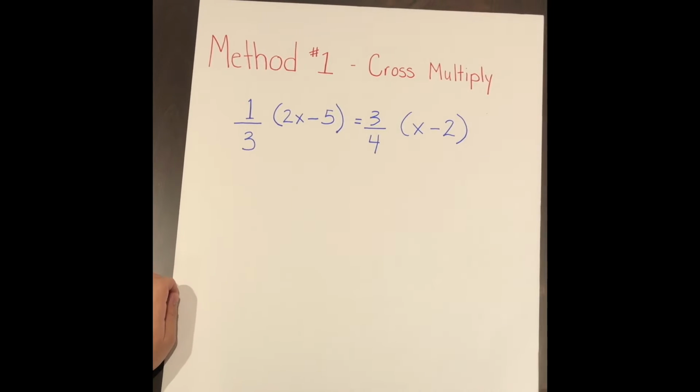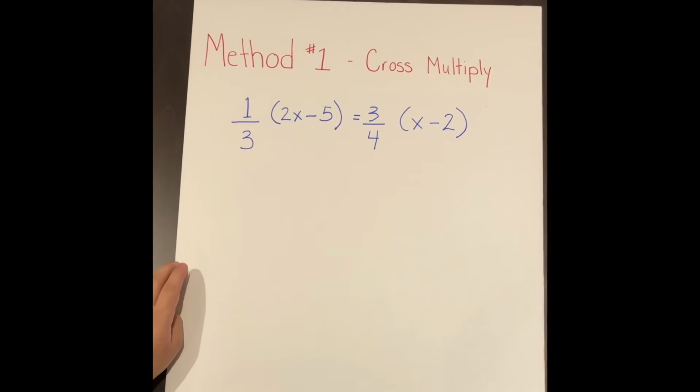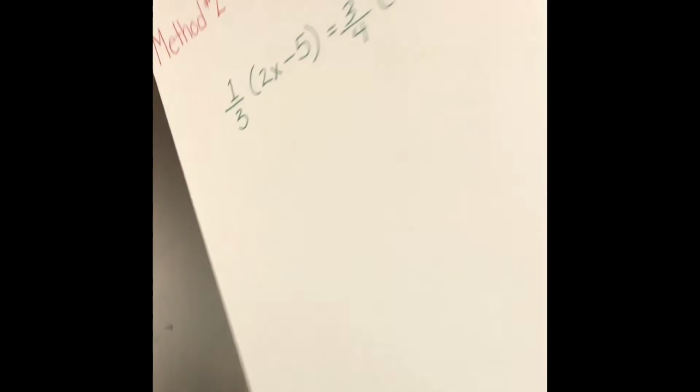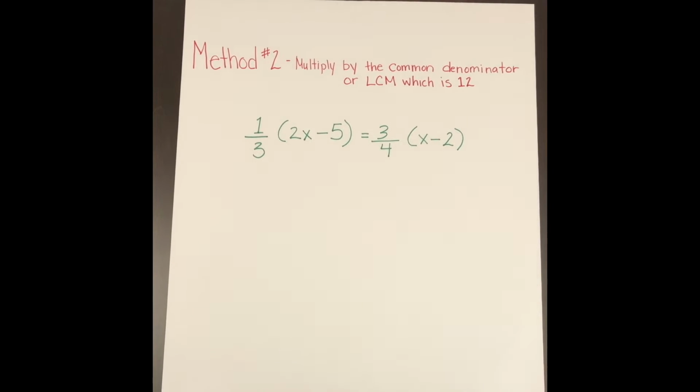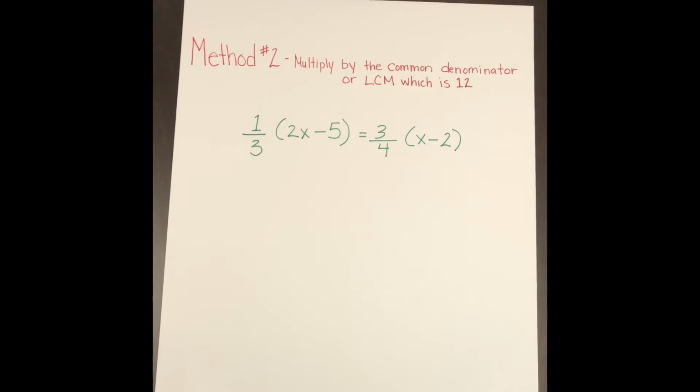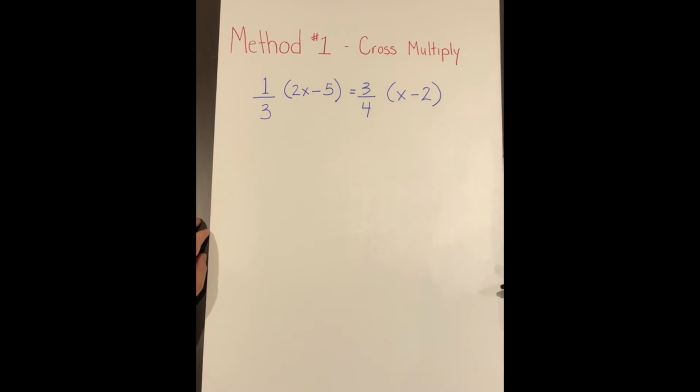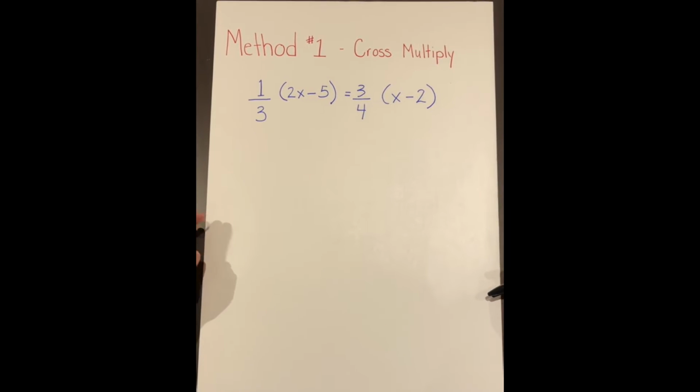I'm going to be showing you how to solve this question using two different methods: cross multiplying, and multiplying by the common denominator or LCM, which in this case would be 12. To start off, I'll show you the first method, which is cross multiplying.